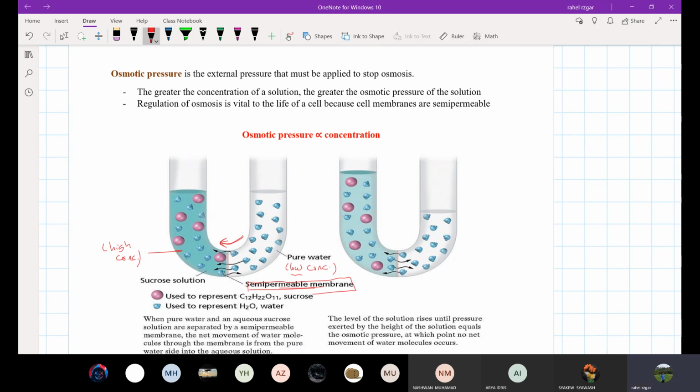So there will be a flow from the water towards the solution. Why? Because particles from the solution cannot pass through the membrane. Only a small amount. Look at it. 3 particles are going to the left side. Only 1 particle can come to the right side. That's why we call that process osmosis.